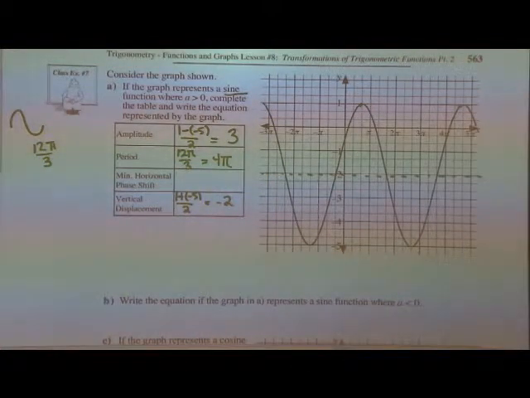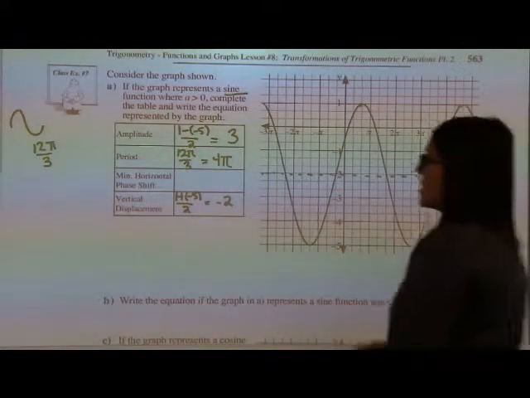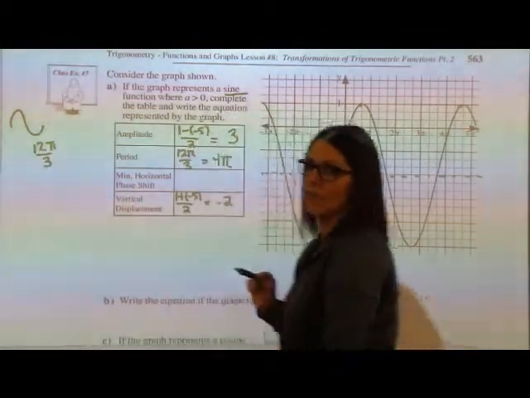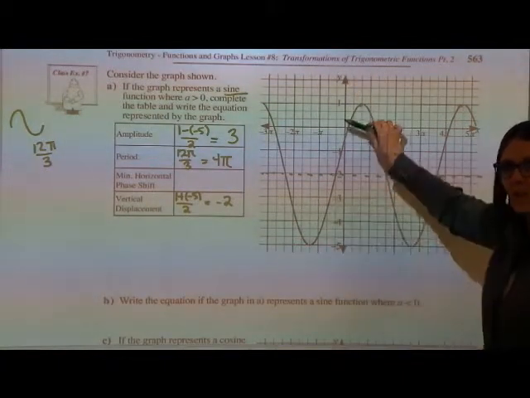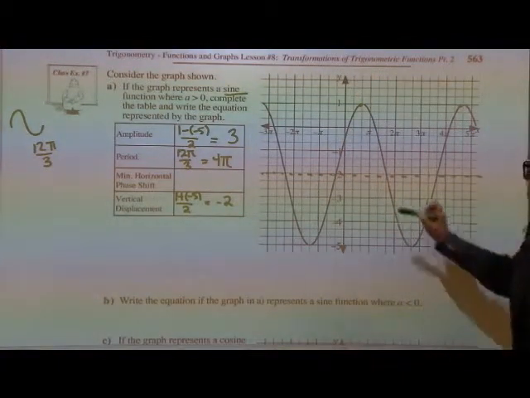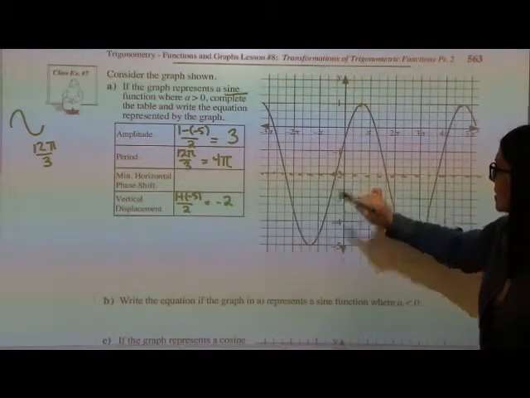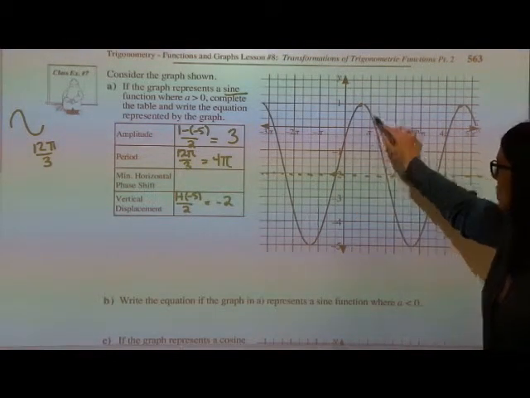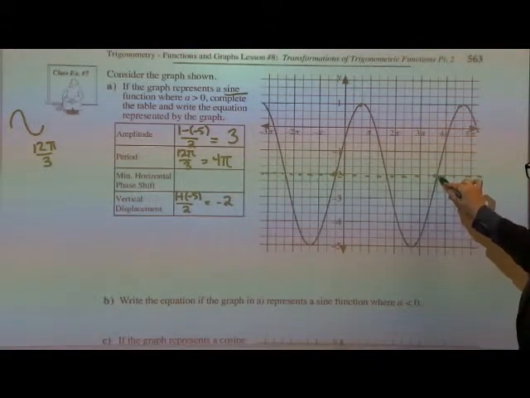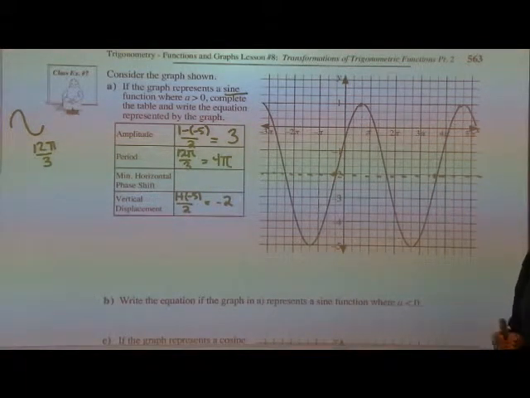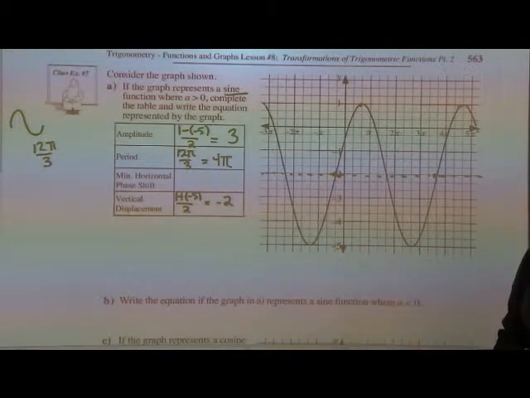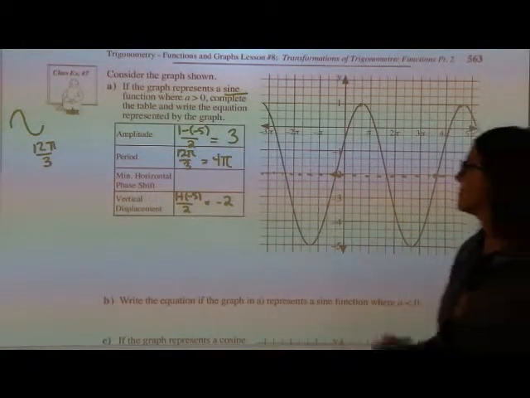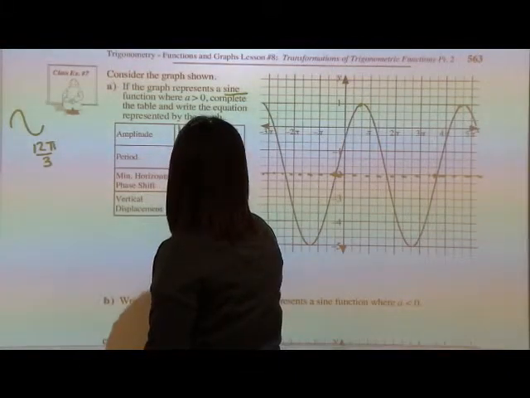Now I have my minimum horizontal phase shift. So remember, sine always starts in the middle and then goes up and down. But I have to use this line because I've shifted this up and down. This is where I want to look at. So if I look, I've got this part right here where it starts in the middle and goes up, or I've got this part right here. I want the minimum one. So is that to the left of the y-axis or to the right? To the left. And it's how many units? Pi over 3. So pi over 3 to the left.